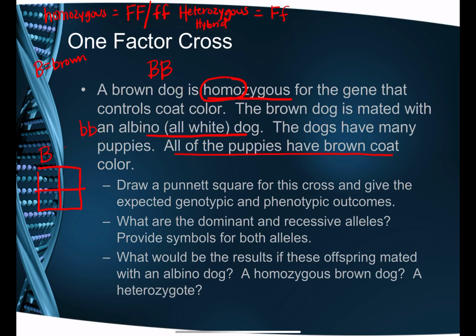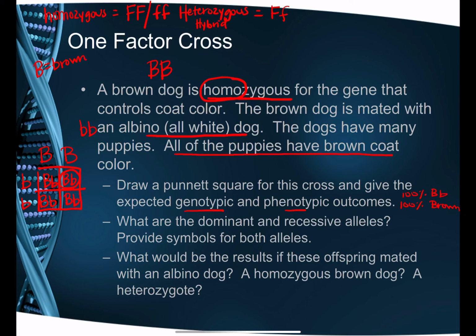We're going to have brown dog daddy and white dog mama. And we complete our Punnett square. It says give the expected genotypic and phenotypic outcomes. So our genotypic outcome is 100% big B, little b. Okay. And then our phenotypic outcome is 100% brown. All of them are going to show the dominant trait, because they have that big B. All right.